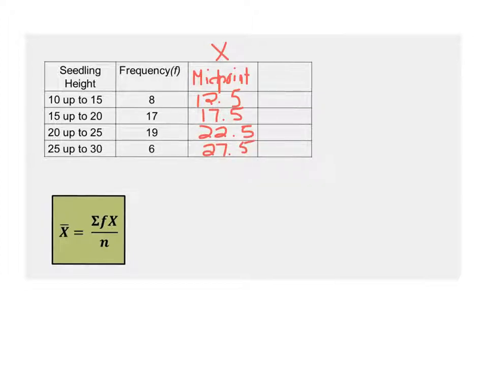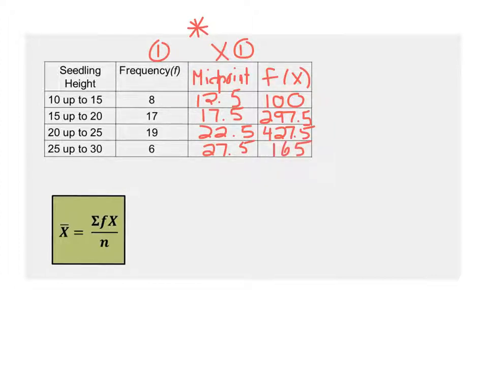The second step is to add another new column, and that's going to be our frequency times our midpoint. So we're going to take this column and multiply them together. So 8 times 12.5 gives us 100. 17 times 17.5 is 297.5. 19 times 22.5 is 427.5. And 6 times 27.5 is 165.